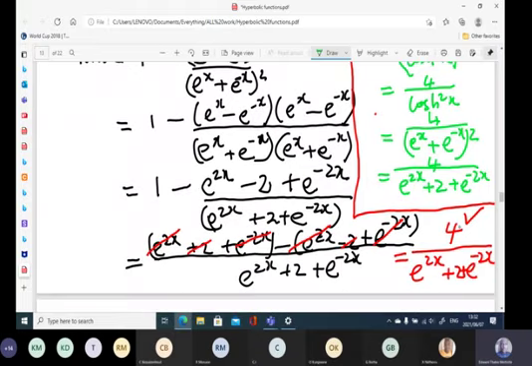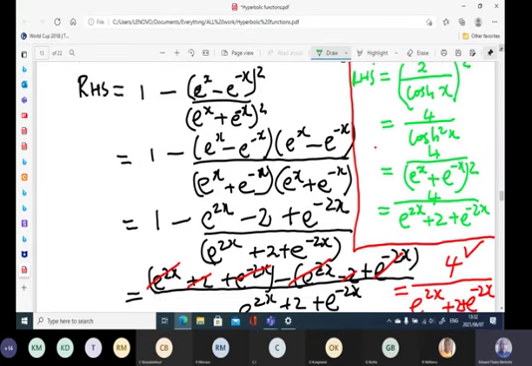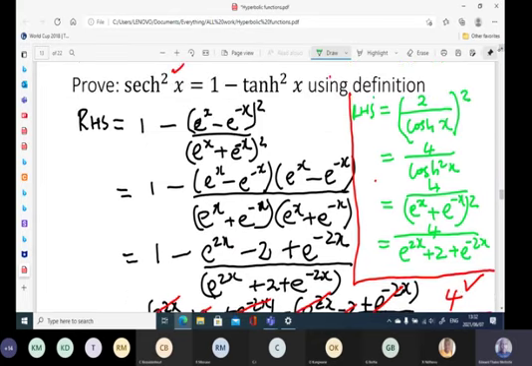They're actually equal. So we have just proven the identity. So you should be able to play around with these identities like that, okay? So we have proven that the left hand side is equal to the right hand side.